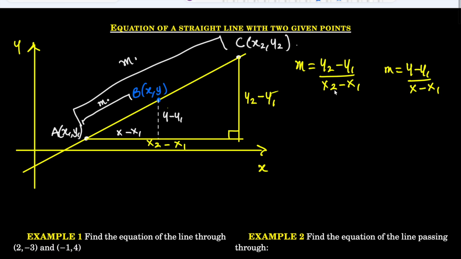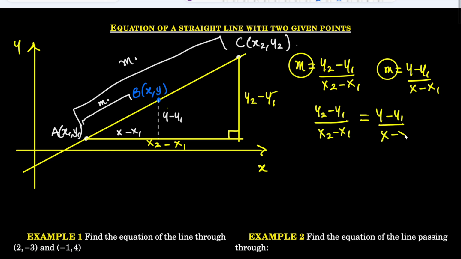Moving forward, if you look at the first instance, we have just m. If you look at the second instance, we also have m. So m is equal to m basically. So the first m, which is y2 minus y1 over x2 minus x1, is equal to the second m, which is y minus y1 over x minus x1. This is the formula for obtaining the equation of a straight line if you have two given points. I want to believe that is clear.